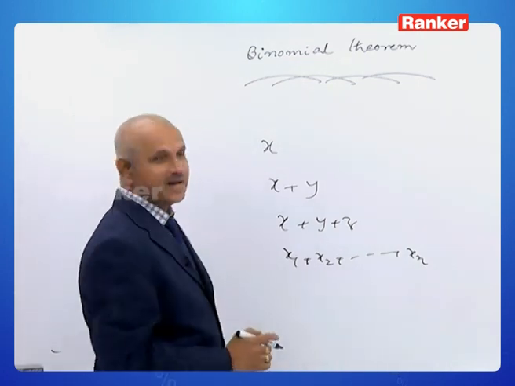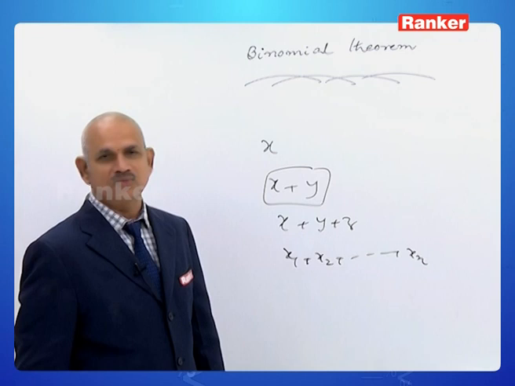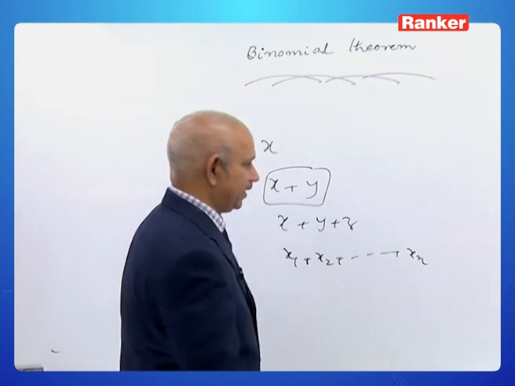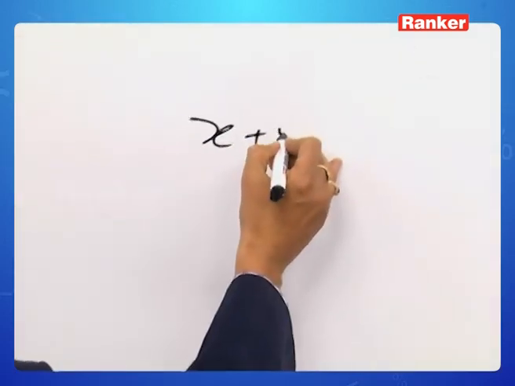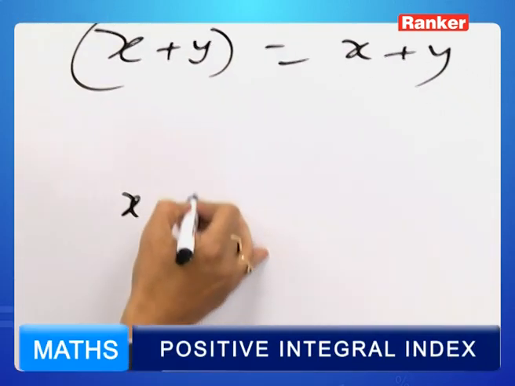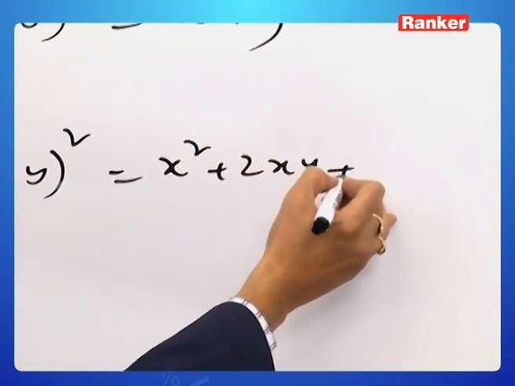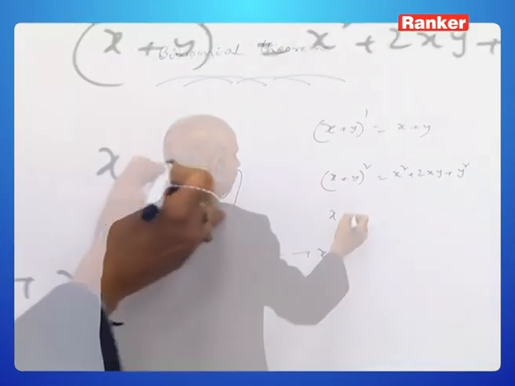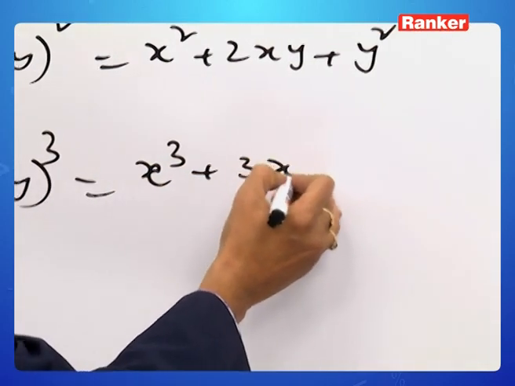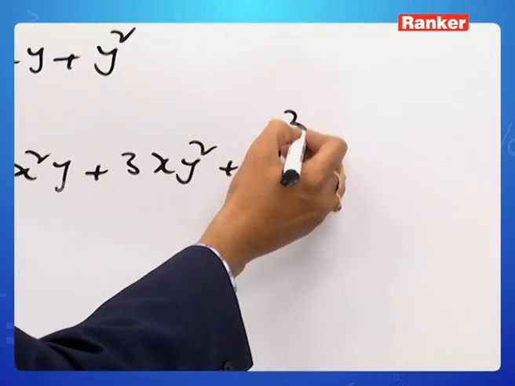Okay, we could have understood the word binomial. We are now ready to deal with the study of the binomial x plus y. What is x plus y whole to the power of 1? It is x plus y. What is x plus y whole square? It is x square plus 2xy plus y square. What is x plus y whole cube? x cube plus 3x square y plus 3xy square plus y cube, isn't it?